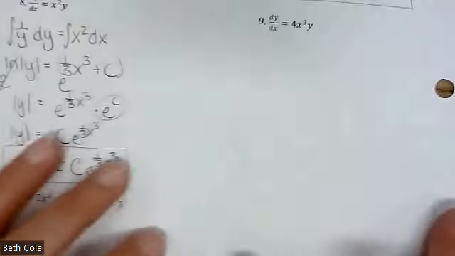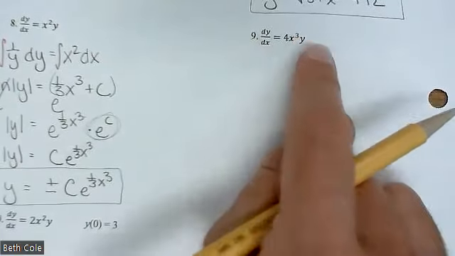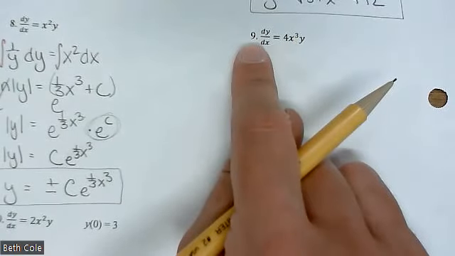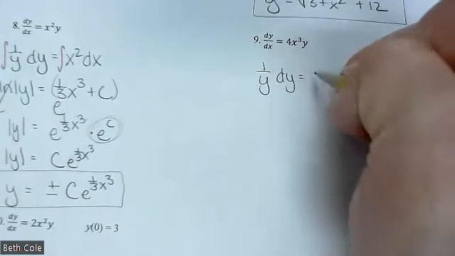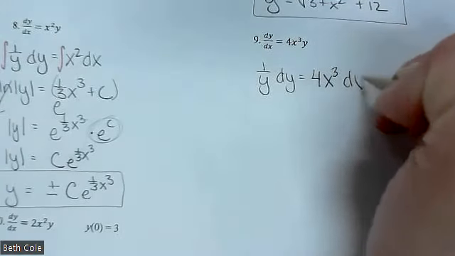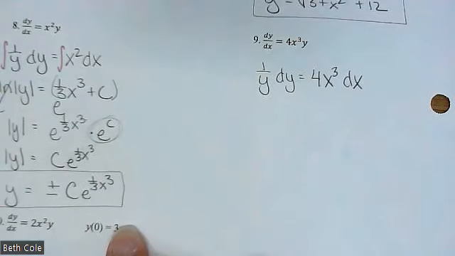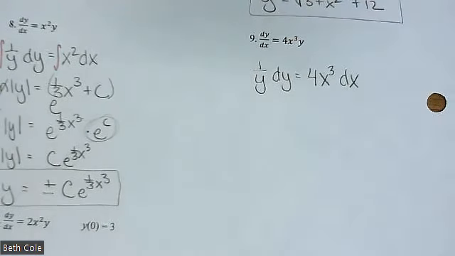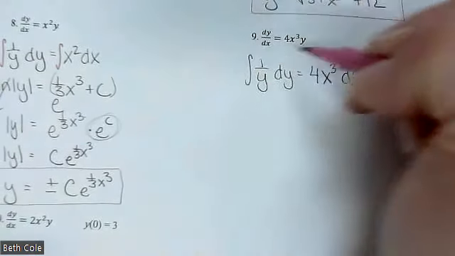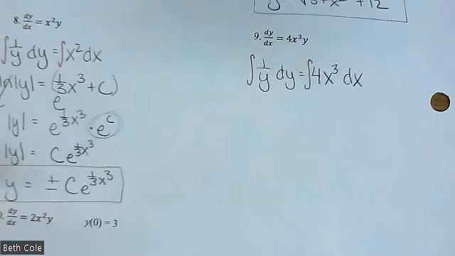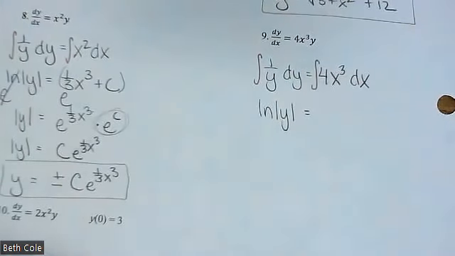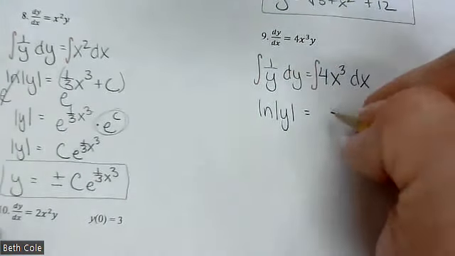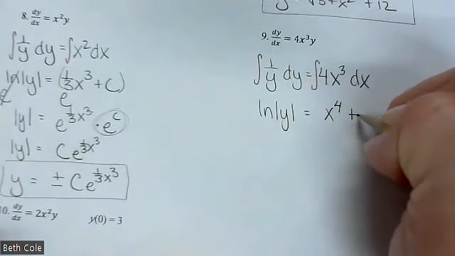Okay. Let's try that again. How would you move over the y? Divide. So 1 over y dy, multiply over the dx, 4x cubed dx. So I wrote every last step for that one. I'm going to breeze through it on this one, but I want you to understand mathematically why it happened. All right, antiderivative. ln y equals what? x to the 4th plus c.